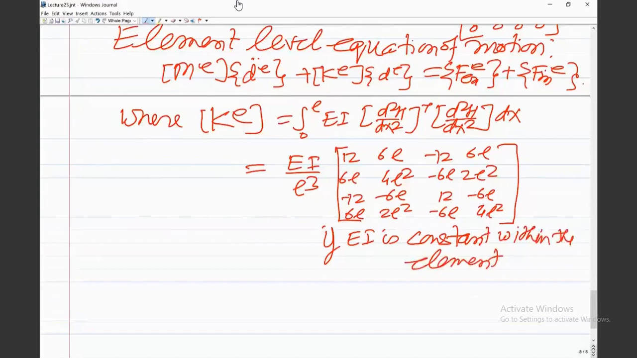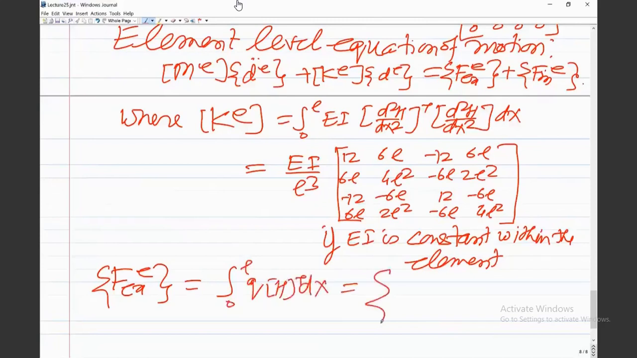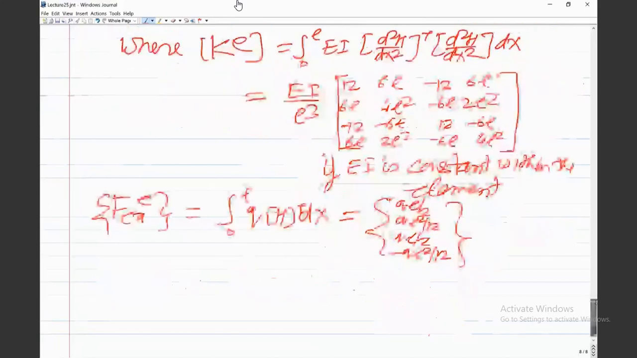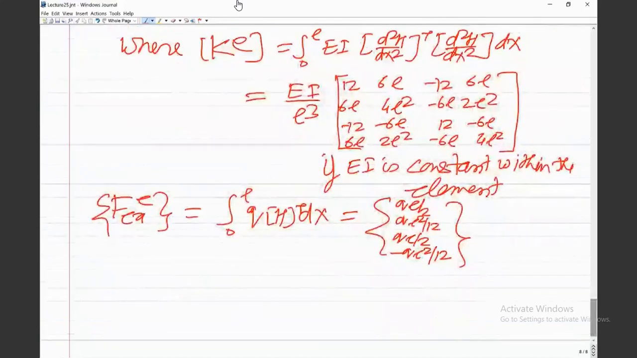Similarly, the F external load vector, if we assume that q is constant, can be written as the integral from 0 to L of q into H transpose dx. And if q is constant within the element, then it is qL by 2, qL square by 12, qL by 2, minus qL square by 12. So this is the external load vector for this Euler-Bernoulli beam element.